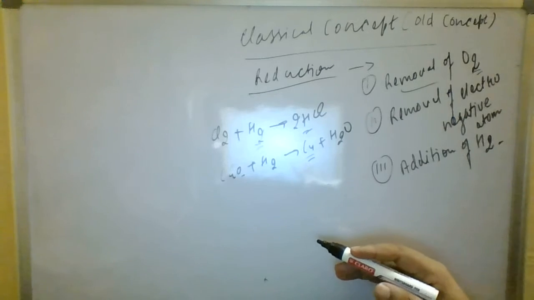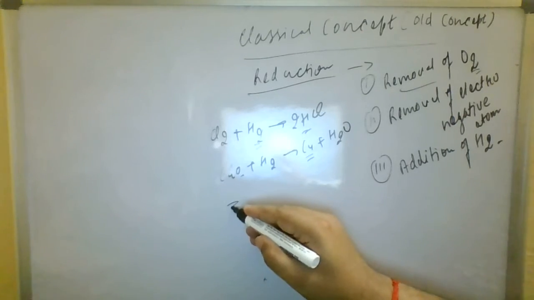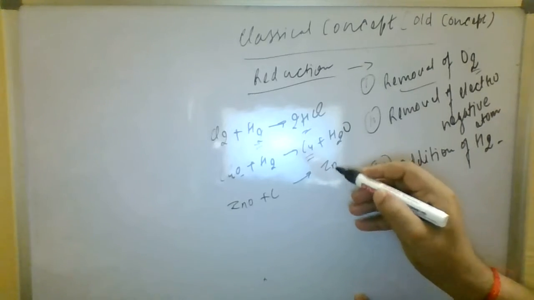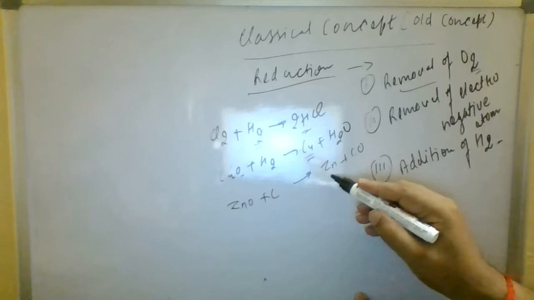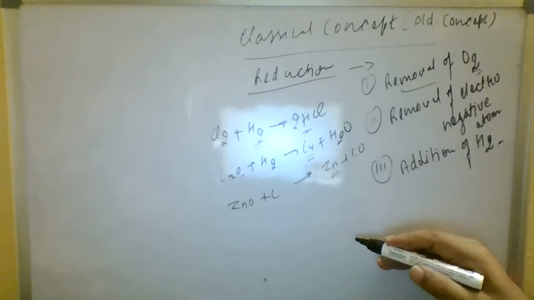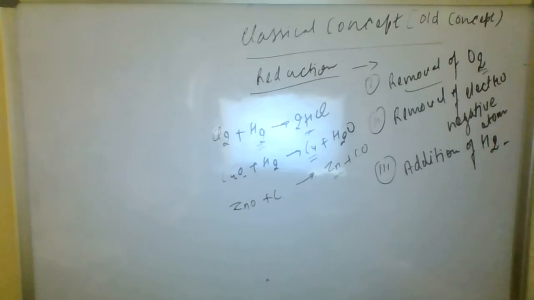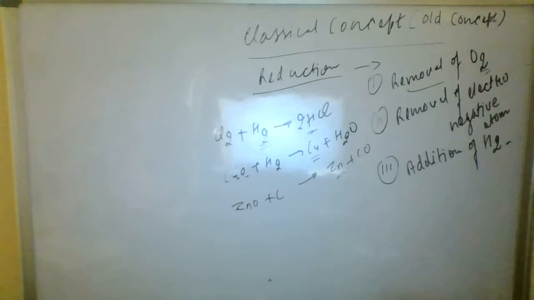And suppose I have ZnO reacting with carbon. It gives Zn plus CO. Again, the removal of oxygen is taking place, so it is also an example of a redox reaction. So there are several examples of redox reactions that we can understand in terms of the classical concept. The classical concept says only that addition of oxygen is oxidation, and removal of oxygen is reduction.